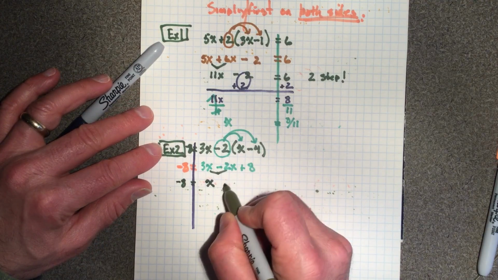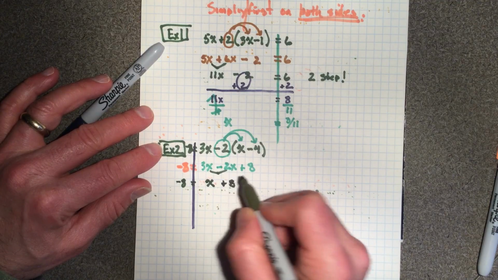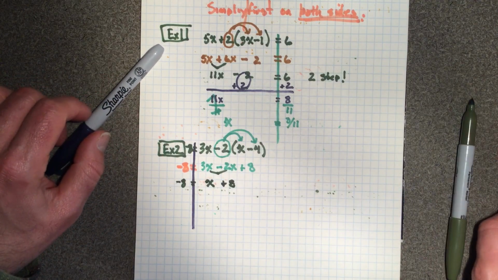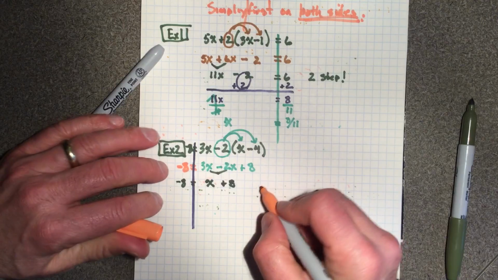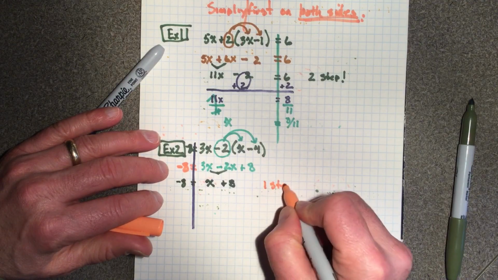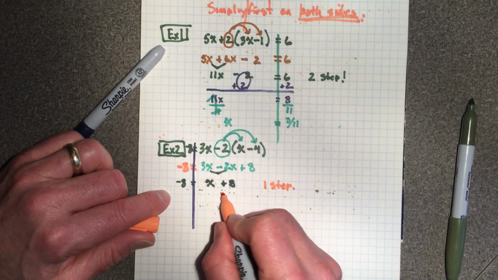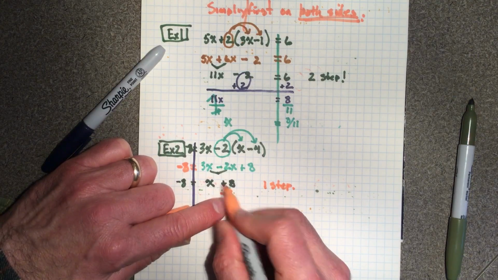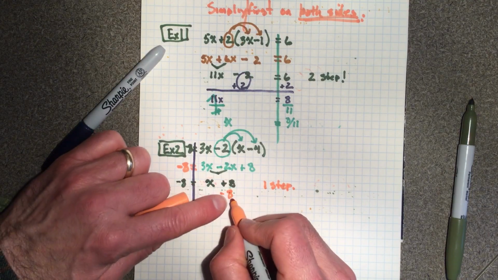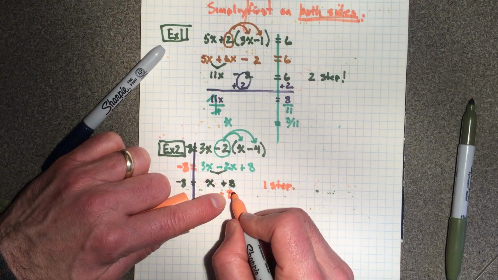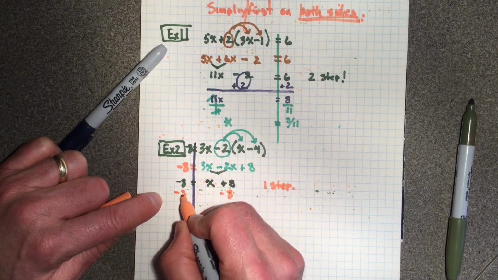Don't forget to copy this plus 8 down. Plus 8. Now we can go ahead and start to solve. And you notice on this one, we ended up with a one-step equation, so it's even faster. How do you get rid of an 8? We subtract 8 here, because we're getting the variable alone on the right side, so we're going to subtract an 8. And over here, we're going to subtract an 8.